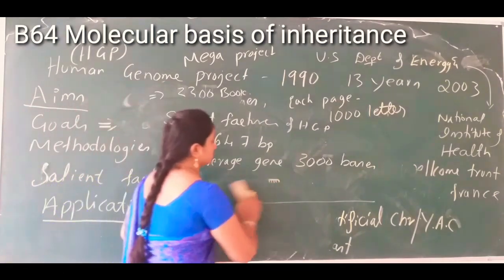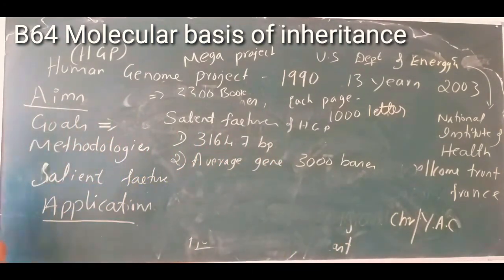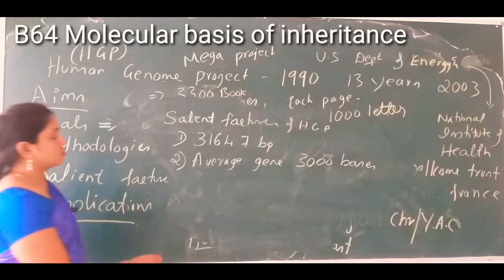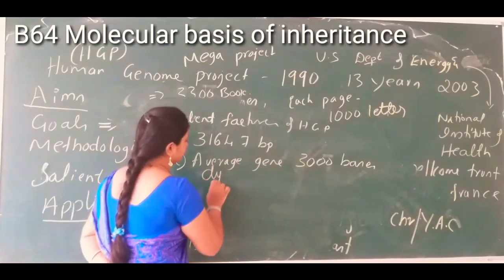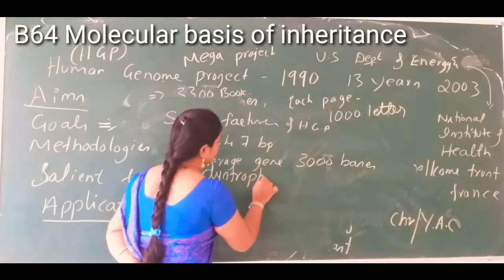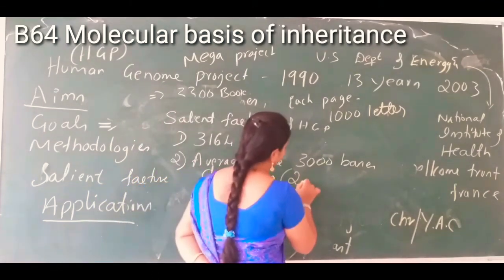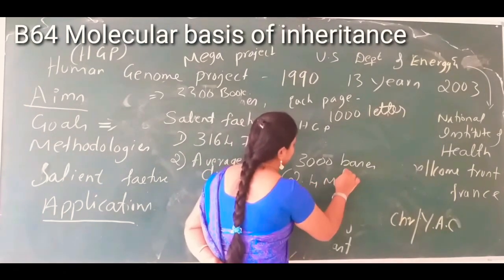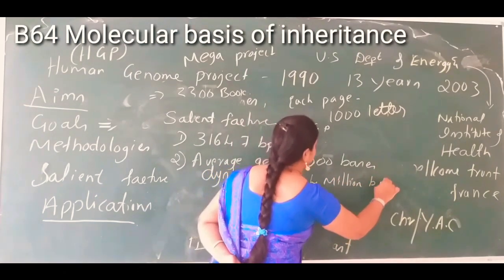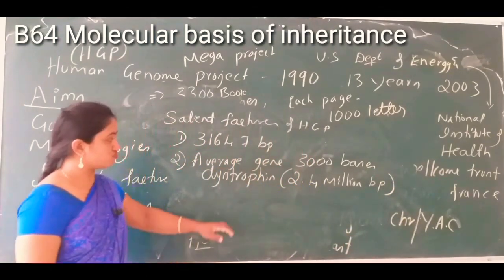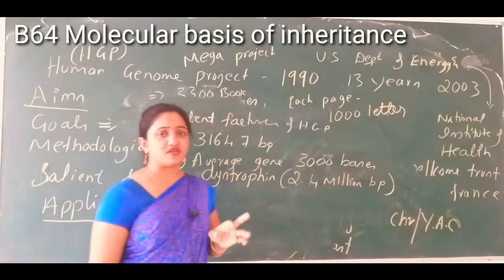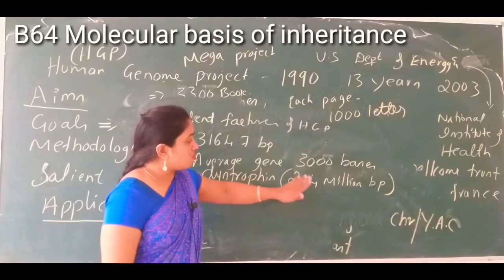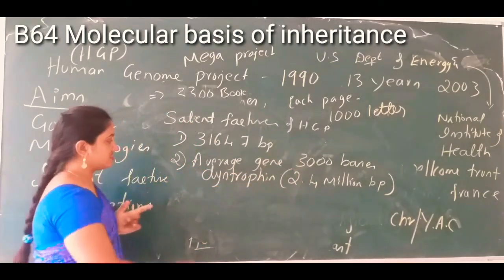Now, the longest gene is considered to be dystrophin, having 2.4 million base pairs. It means dystrophin is a gene having 2.4 million base pairs. Now you just imagine how long the gene is.